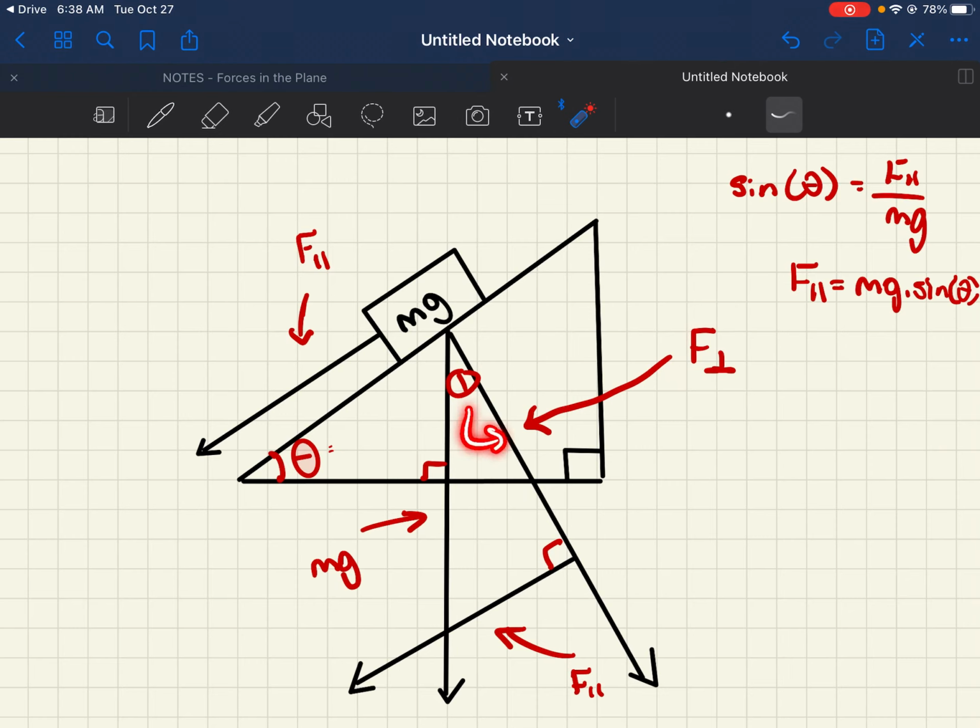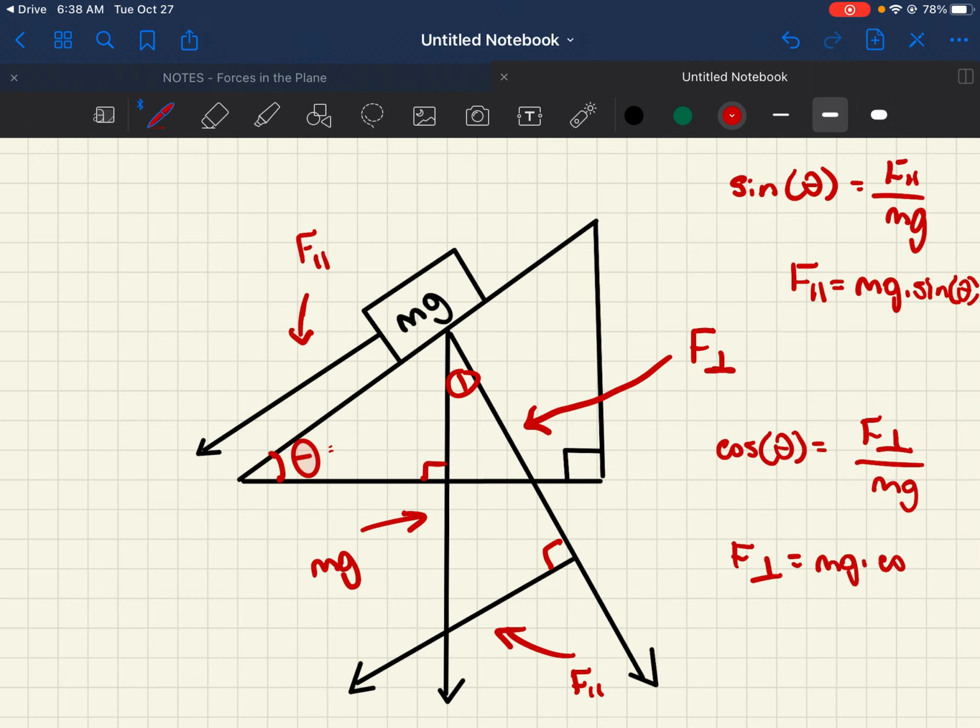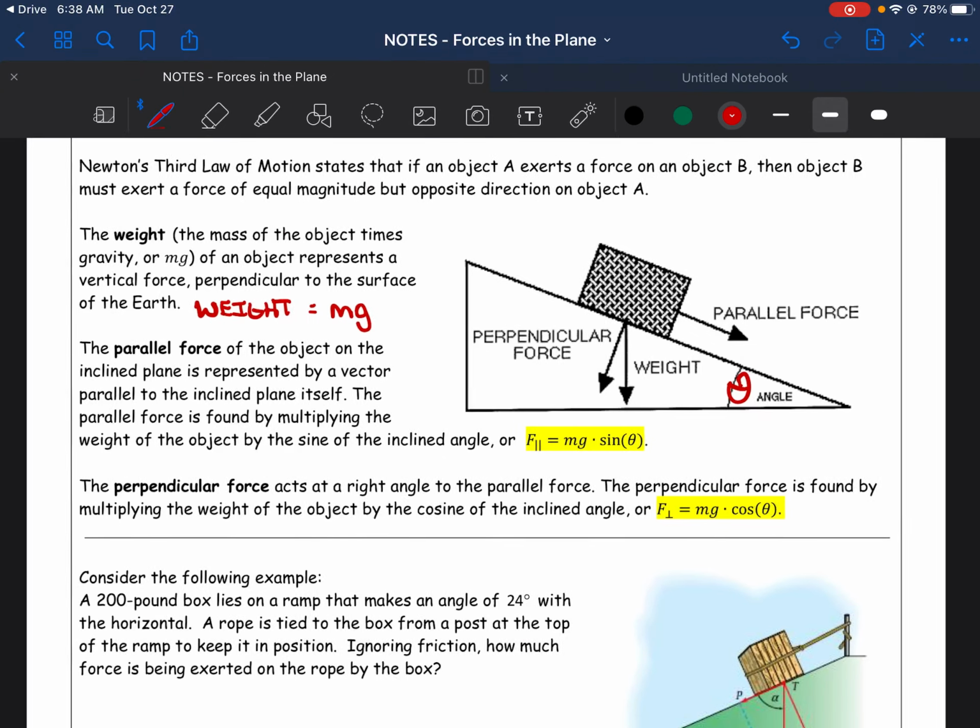Same thing for the perpendicular force right here. Well, we can see that's the adjacent leg with respect to this angle theta. Well, we know that cosine of theta would be the adjacent leg, the perpendicular force, divided by the hypotenuse, mg. So cosine of theta would equal the perpendicular force divided by the hypotenuse, which in this case is the weight, m times g. Well, again, multiply mg on both sides, and we get perpendicular force is equal to mg times the cosine of theta. So that's where those equations that we have highlighted are coming from right here.